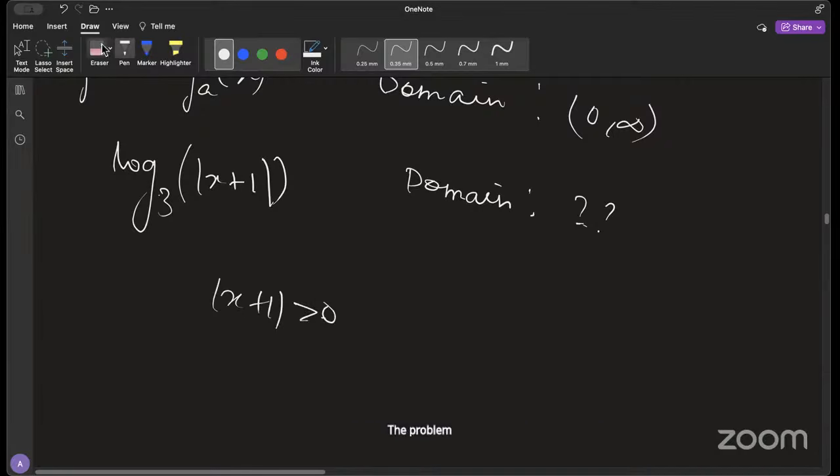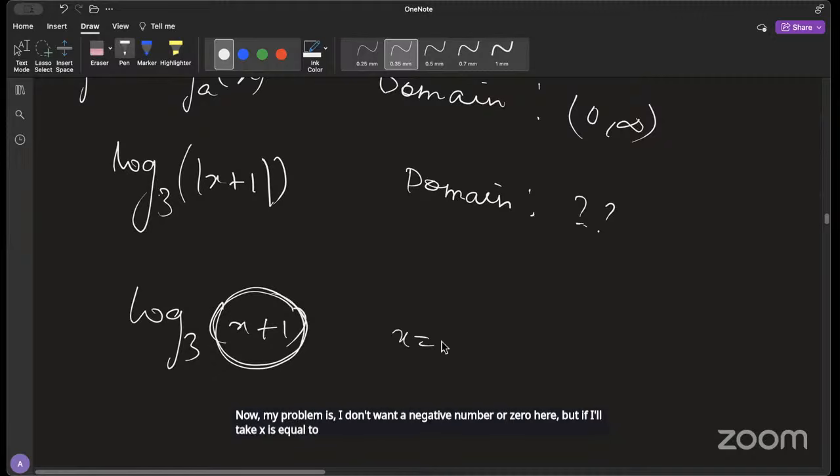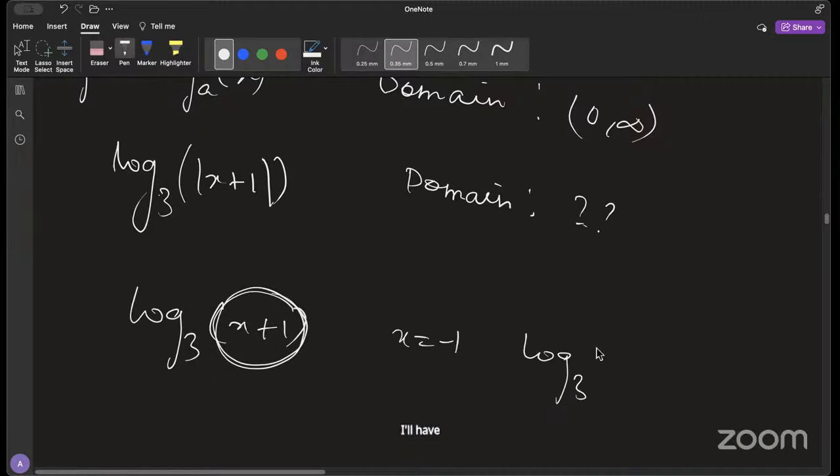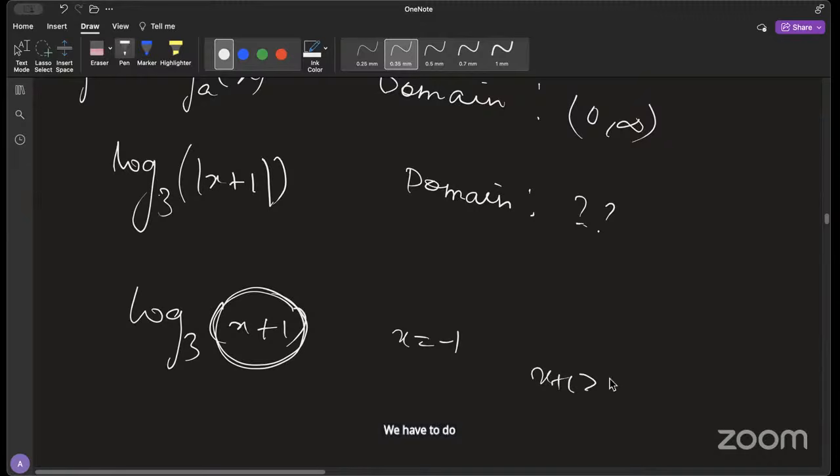The problem is, let's say you have something like log of x plus 1. Instead, if I have log base 3 of x plus 1, now my problem is I don't want a negative number or 0 here. If I take x equal to minus 1, I'll have log base 3 of 0, which is not valid. This is a problem. I can't have 0 as the argument of log. So to avoid this problem, we have to do x plus 1 greater than 0. So we have to find all the x for the domain of this function.